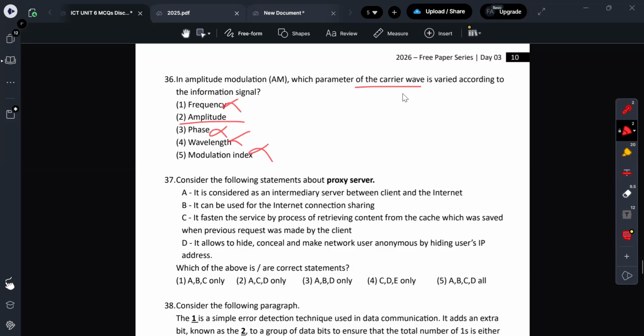So amplitude means the strength of the high frequency carrier wave. It is varied in proportion to the information or modulating signal, while its frequency and phase remain constant. Simple. In that, the carrier wave is varied. You want me to explain that? If so, let me know.